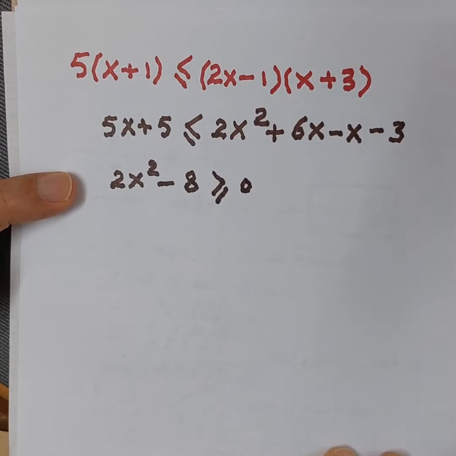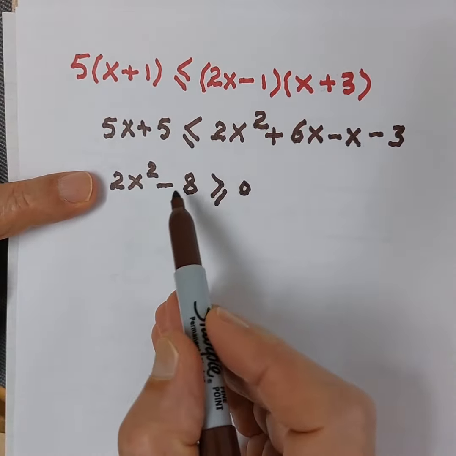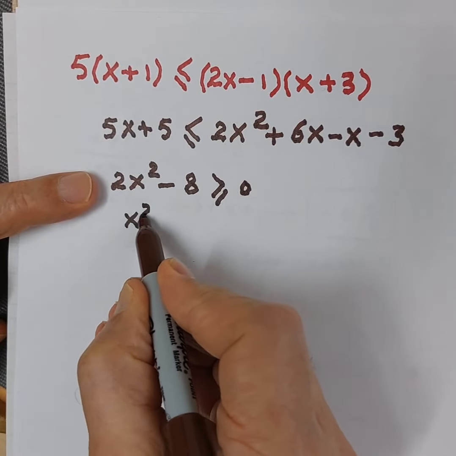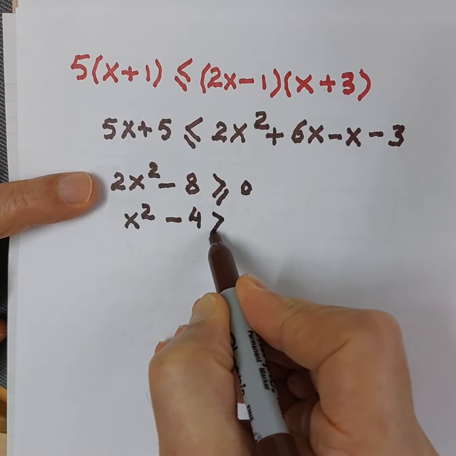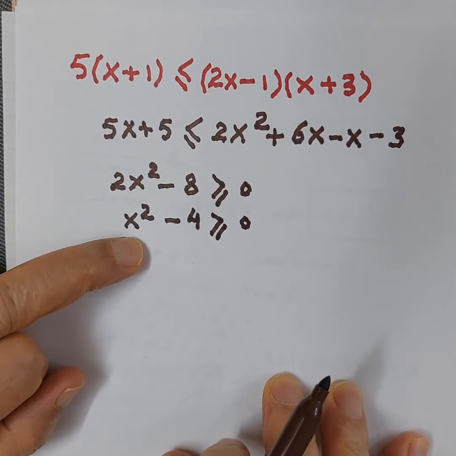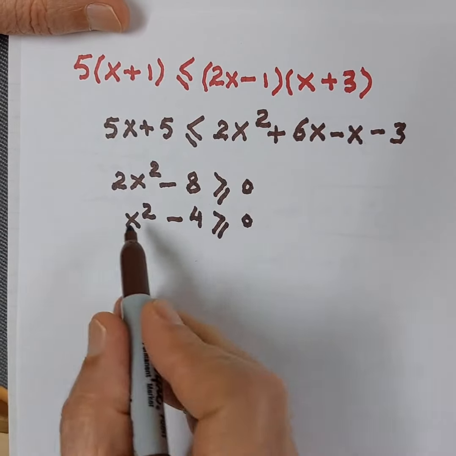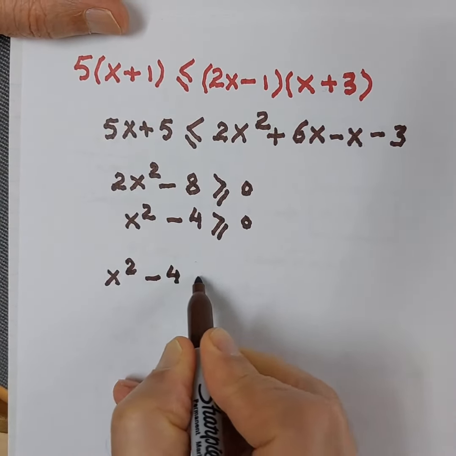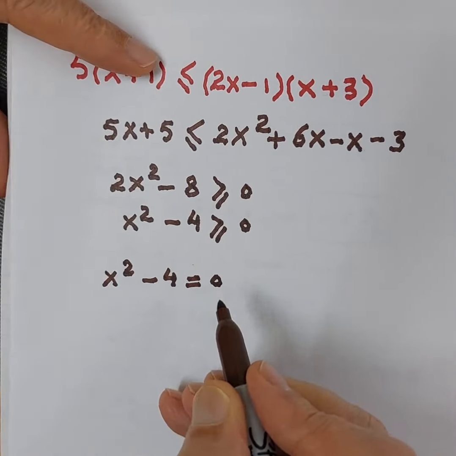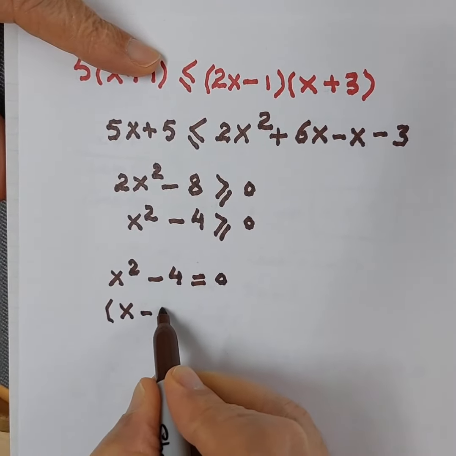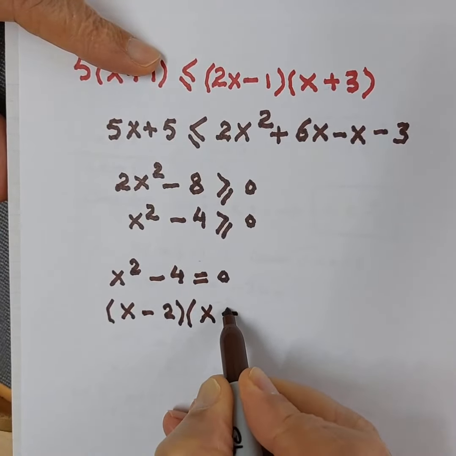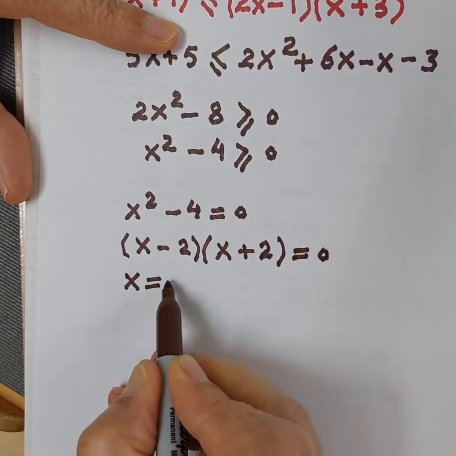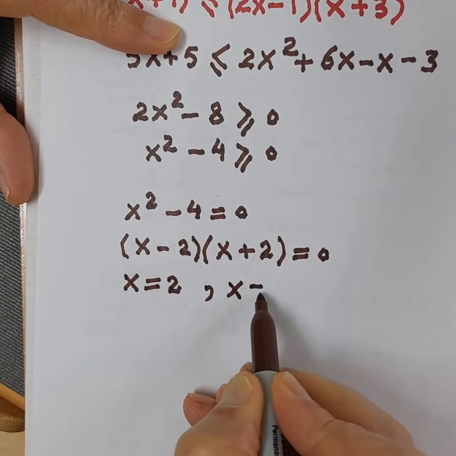This is the inequality in the simple form. Even here you can divide by 2. So we have x squared minus 4 is greater than or equal 0. So to solve this inequality, you can consider the equation derived from this inequality. This equation, x squared minus 4 is equal to 0. And find the solution for this equation, which can be factorized to x minus 2 times x plus 2 is equal to 0. That means x is equal to 2 or x equal to minus 2.